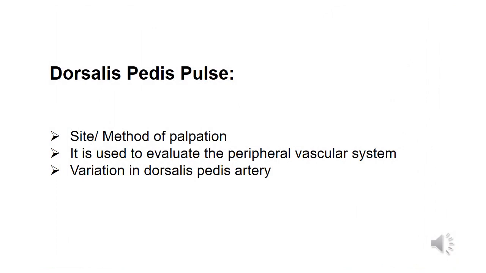Now let's discuss the Dorsalis Pedis pulse. 3 important points which you need to know about the Dorsalis Pedis artery and its pulse are the site at which we can palpate the Dorsalis Pedis artery. The second one is the significance of Dorsalis Pedis pulse. Why do we need to palpate the Dorsalis Pedis artery? And the third one is variation in the Dorsalis Pedis artery and its pulse.